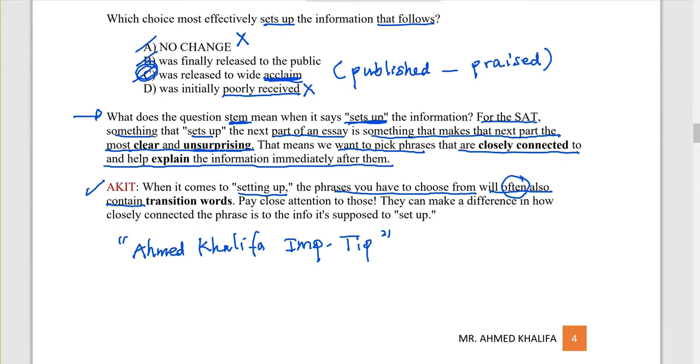Remember, when it comes to setting up, most probably you're going to see a transition word, like so, and however, as a result, consequently, something like that. But I will never say in all the questions, okay? Remember this. When it comes to setting up, the phrases you will have to choose from will often also contain transition words. Pay close attention to those. They can make a difference in how closely connected the phrase is to the info it's supposed to set up. Okay? Hopefully you understand.